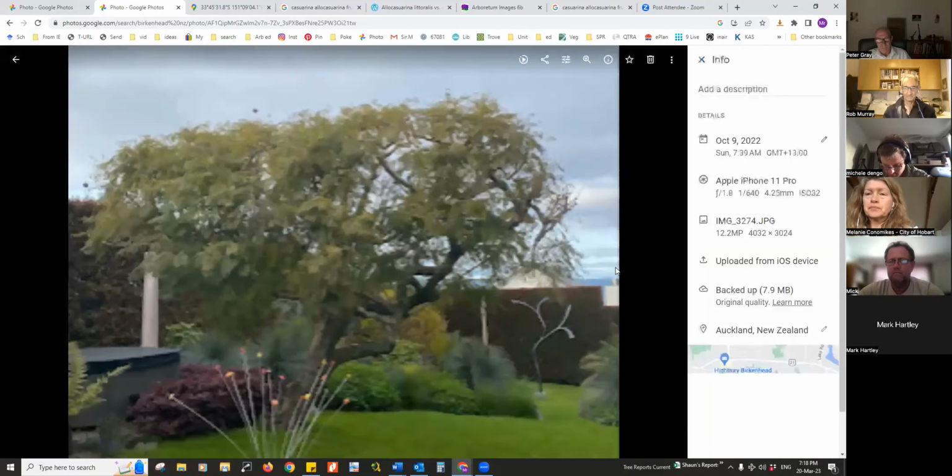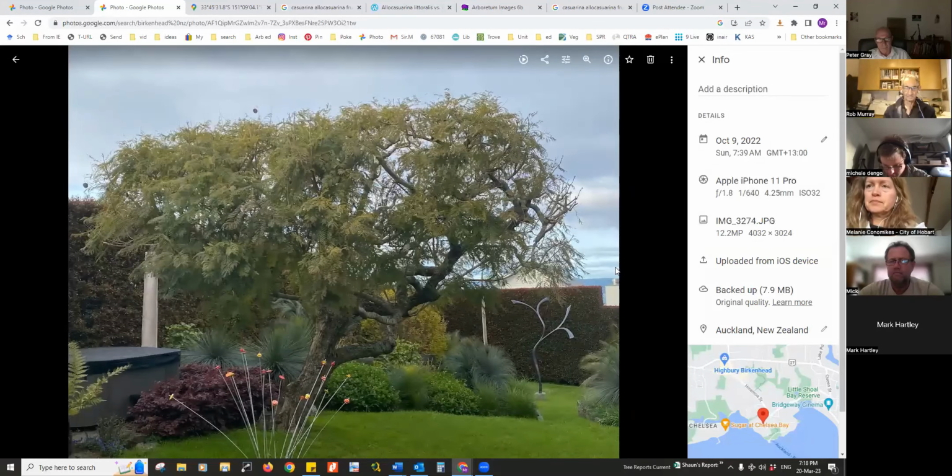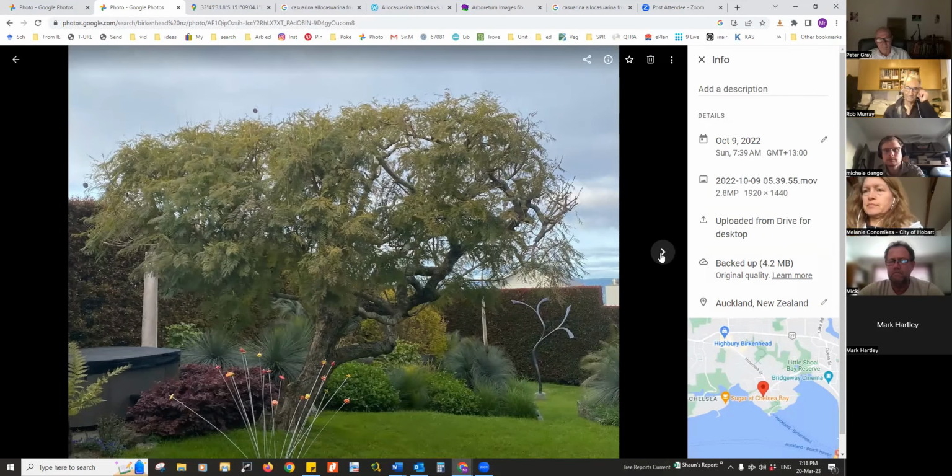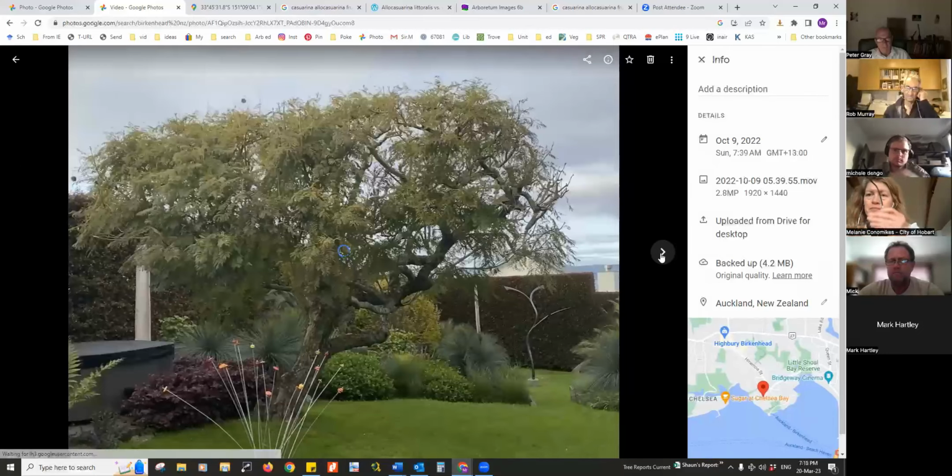Yep. So this is a tree that can be difficult to reduce. This is a jacaranda in New Zealand, and this has been reduced for more than 30 years.